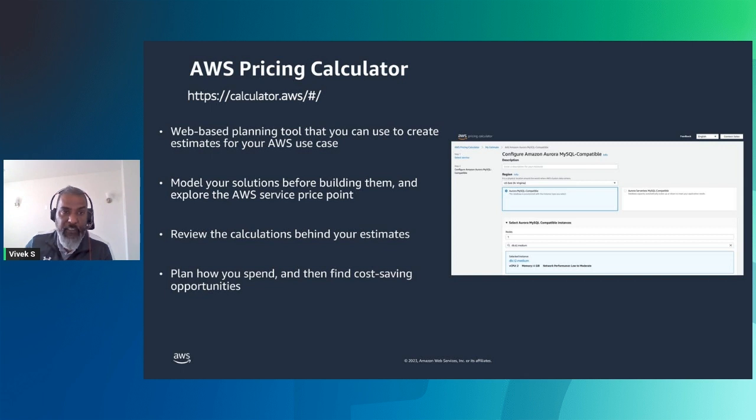You can review the calculation. You can change your solution. For example, you can reduce the number of readers, or you can scale down the instance class. And that's how you can plan your cost before moving to Amazon Aurora. That's how you can plan your spend and find the most cost-saving opportunities for you. So this was the AWS Price Calculator, which generally is used before moving to Aurora.